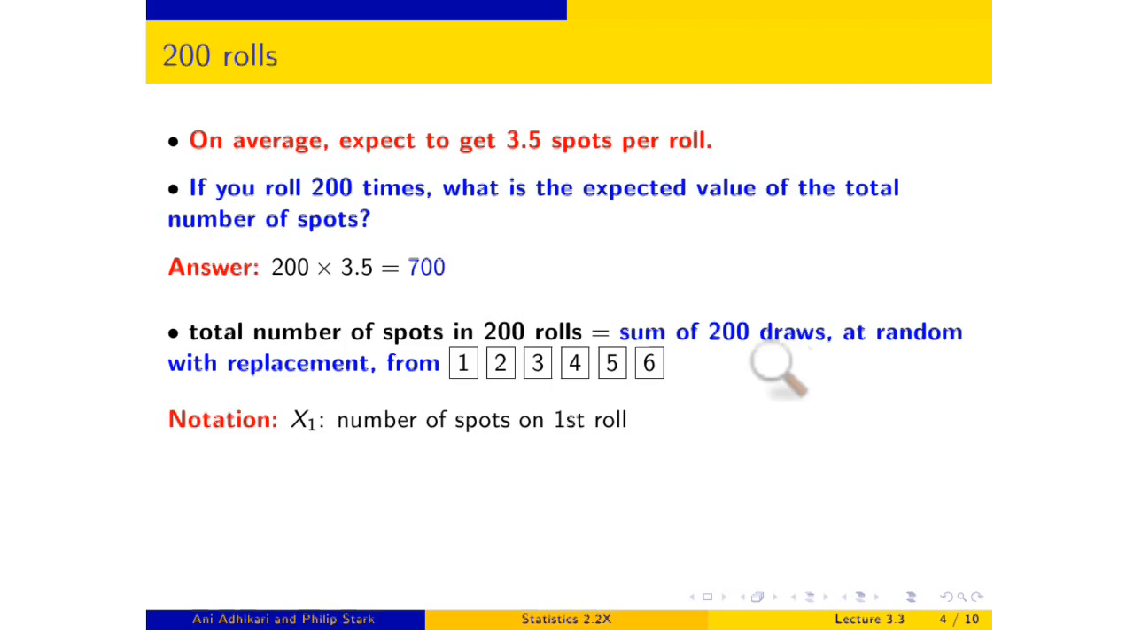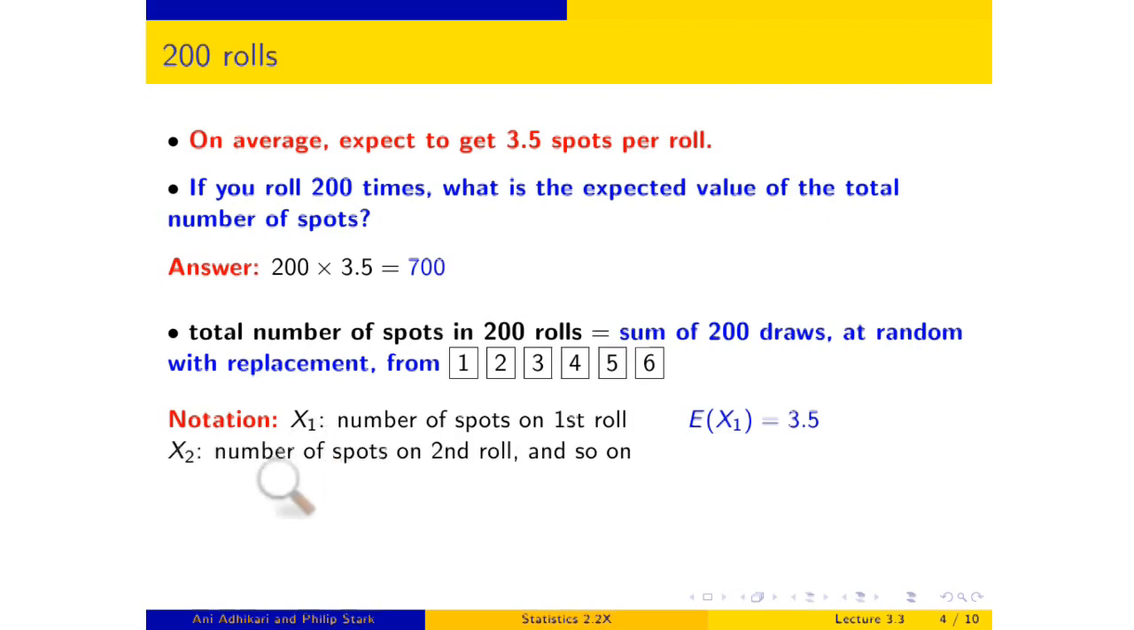And so here's some notation. x1, the number of spots on the first roll. The expected value of x1 is 3.5. And then you have x2, which is the number of spots on the second roll, and so on, x3, x4, all the way up to x200. And then you add them all up.